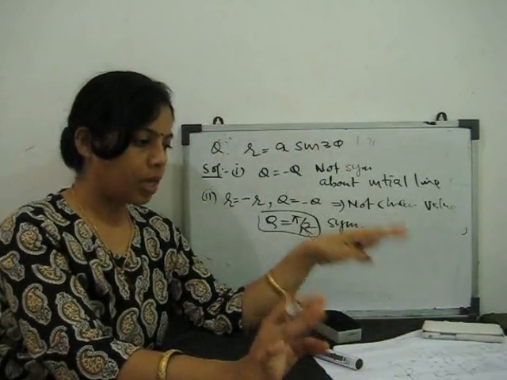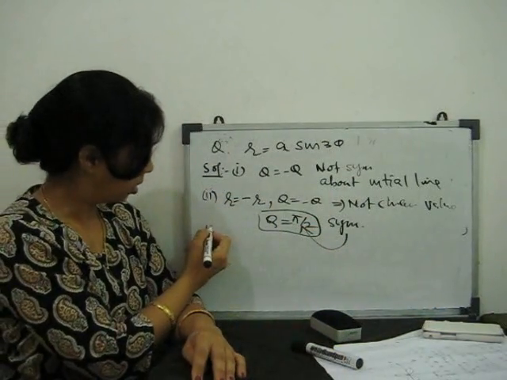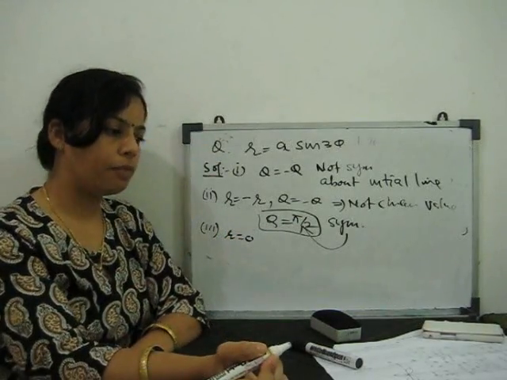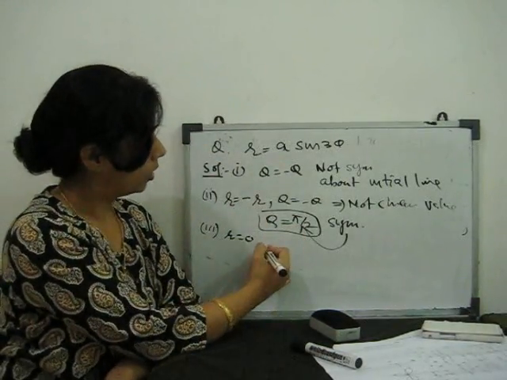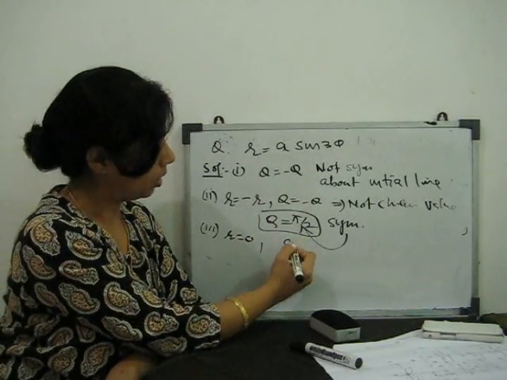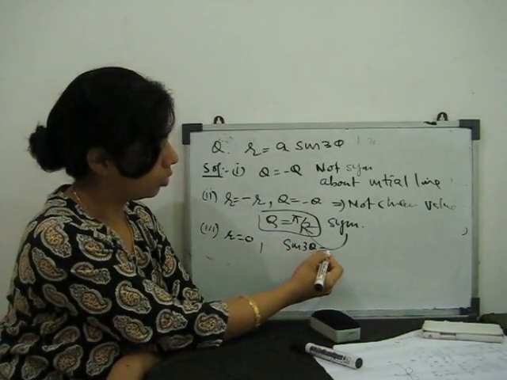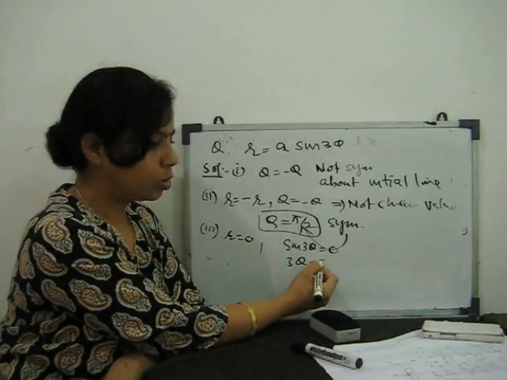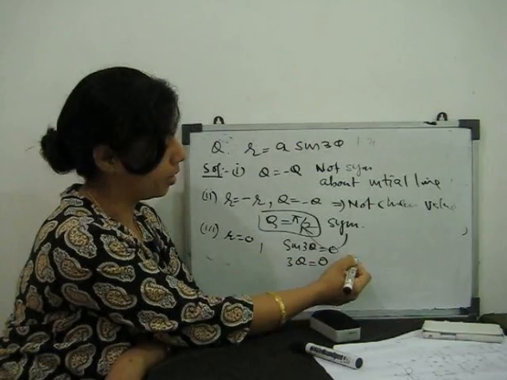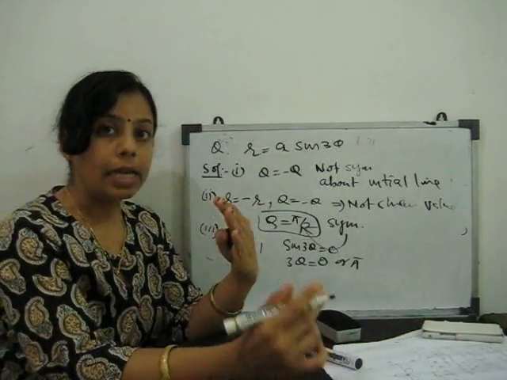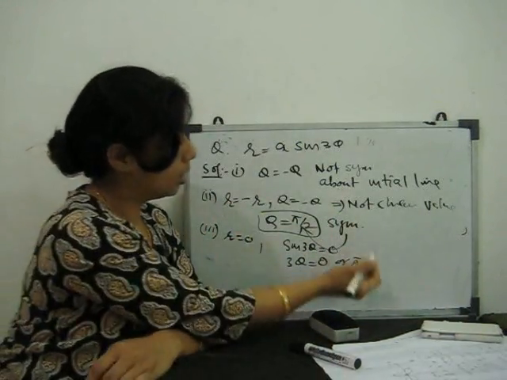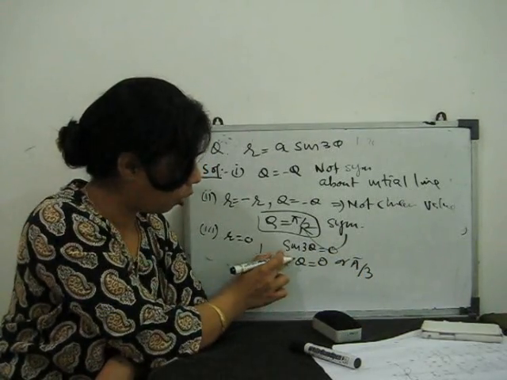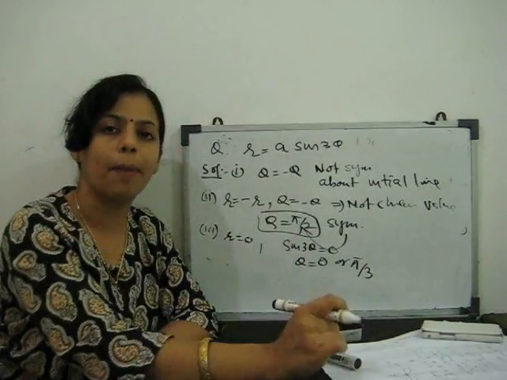Next thing, if we put r is equal to 0, then what is this? Sine 3 theta is equal to 0. It means 3 theta is equal to 0 or pi. When we solve, we can say theta is equal to 0 or pi by 3.